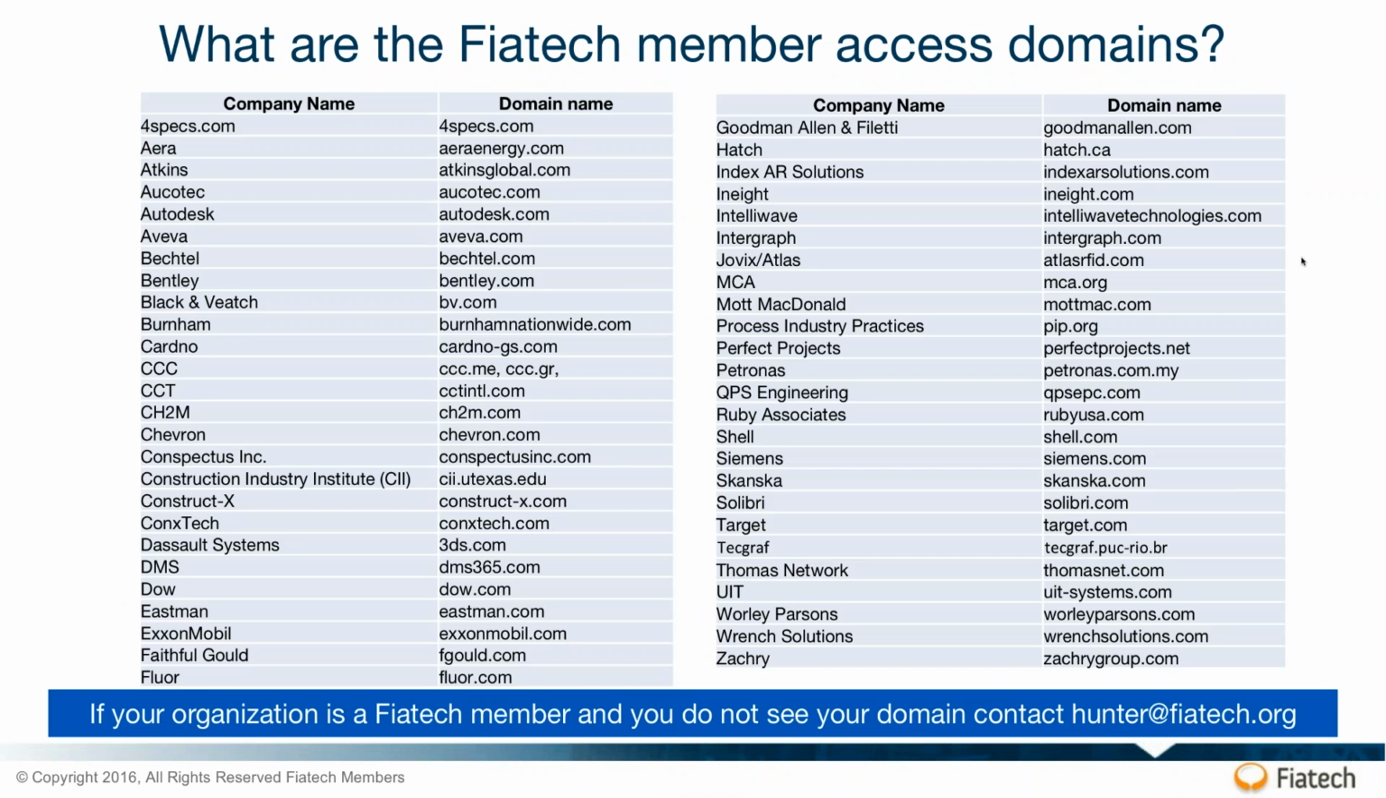So I'll sit on this slide for a minute. I'm not 100% sure it's complete, but I'm pretty sure it's complete. This is the delineation of the domains that will have access to the various productivity advancement target environments. So if you don't see your organization, you need to send me an email. My name is Reg Hunter. My email address is hunter@fiatech.org.